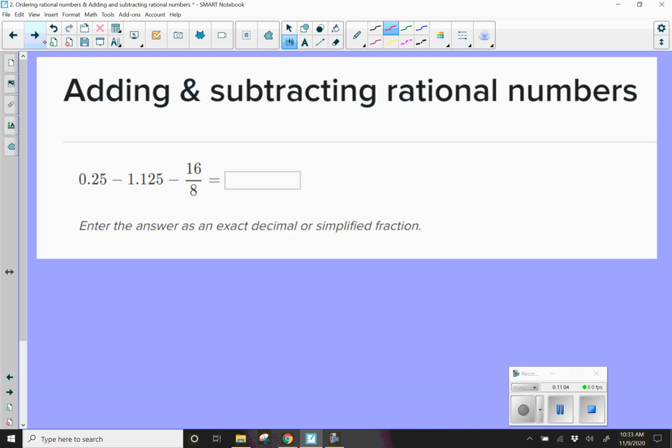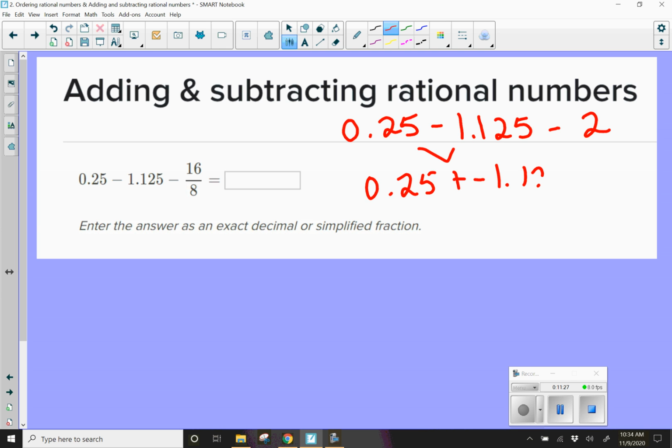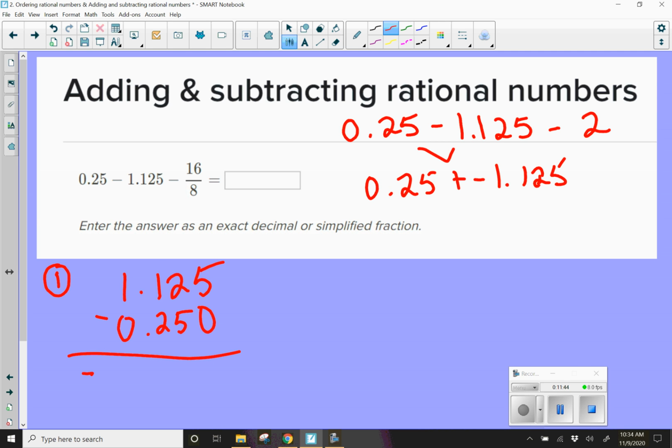Okay, here we've got 0.25 minus 1.125 minus 16 over 8. Well, first take a look at your fraction. What is 16 divided by 8? 2. So really, I'm just going to rewrite this with all decimals and whole numbers. So let's start with the first part. I'm going to do keep, change, change. We have different signs, which means we subtract, and we have more negatives than positives. So let's do that. I'm going to do step 1, 1.125 minus 0.25. Fill in a 0 as your placeholder. And we know we're going to get a negative here.